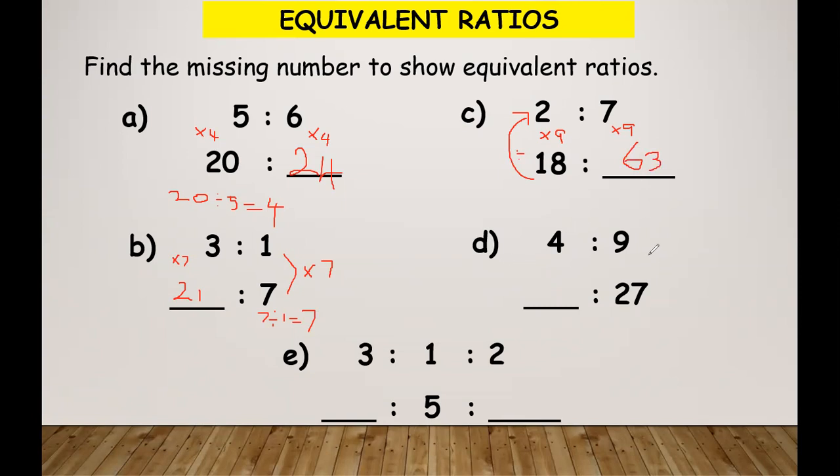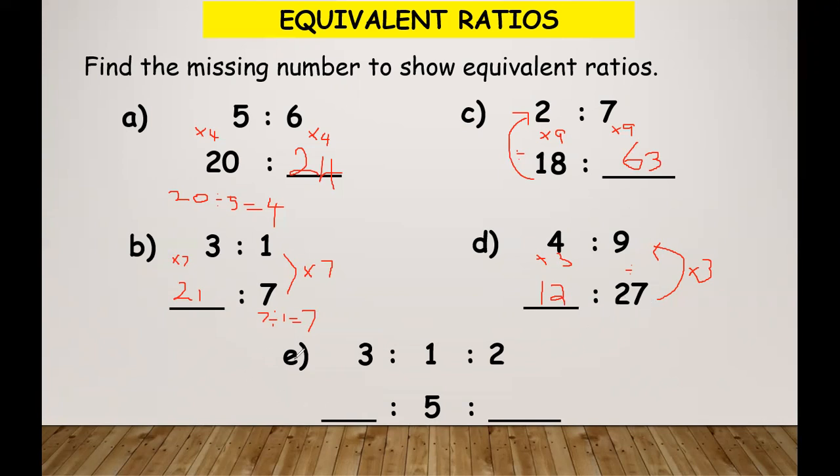Next one. Again, we will divide. 27 divided by 9 is 3. Therefore, we are going to multiply. 9 times 3 is 27, so 4 times 3 is 12. Don't forget that whatever you multiply one part by, you should also multiply the other part by the same number. So 4:9 is equal to 12:27.